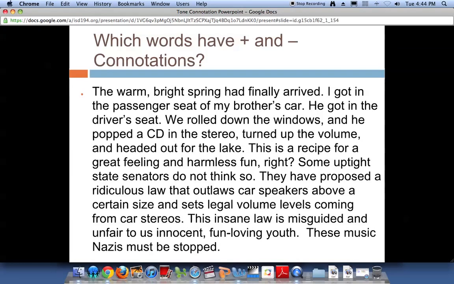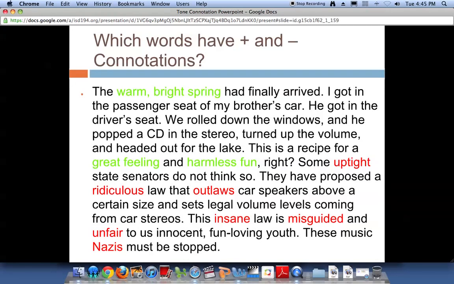Well, you can see that this passage is full of words with both positive and negative connotations. In fact, in about the middle of the passage, it shifts from positive words to negative words. So let's take a closer look at this. You can see that the green words have positive connotations while the red words have negative connotations. Words like warm, bright spring, great feeling, and harmless fun all give us a sense of freedom, of a good feeling, and fun time. Whereas the red words, uptight, ridiculous, outlaws, insane, misguided, unfair, and Nazis, all have very negative connotations.